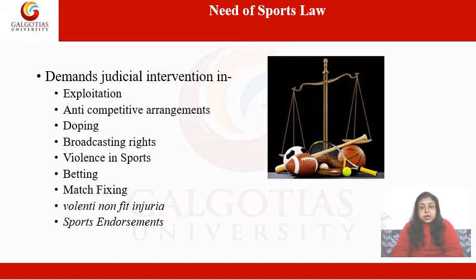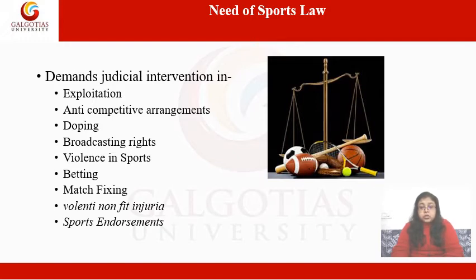Then broadcasting rights, because we know that broadcasting plays a pivotal role in telecasting the different kinds of matches which are happening in one part of the world, and the entire world can watch that. So the different aspects of broadcasting rights are also covered under the domain of sports law.